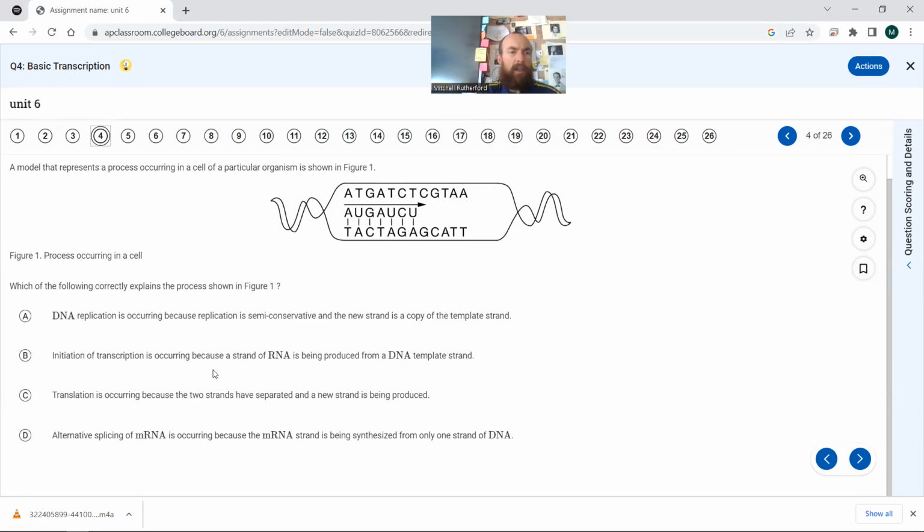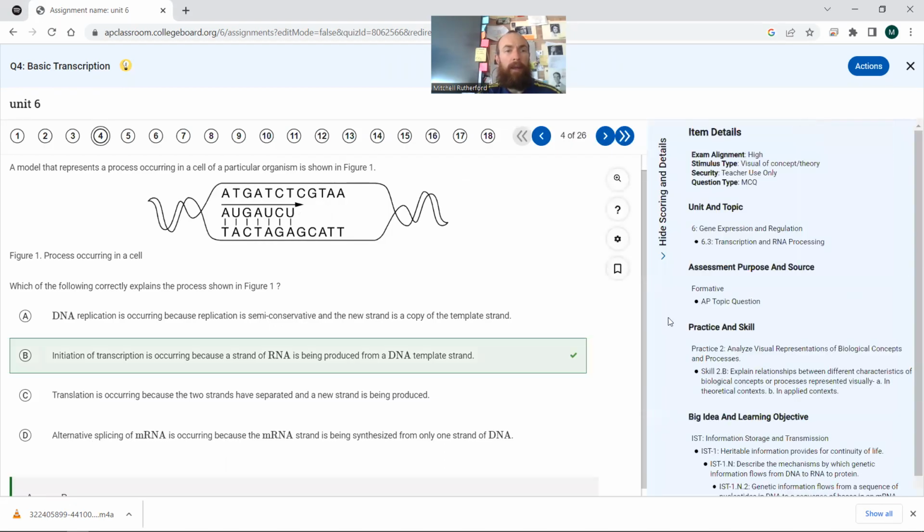So the process here is going to be a nice one. Initiation of transcription, I like that. Translation, yep, C is out. Alternative splicing, that's not what we're seeing here. That's the step that comes right after this. So if I'm going fast, I'm saying B, and that's nice. A says DNA replication.